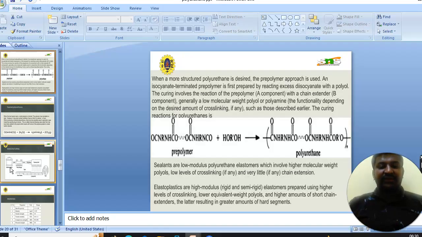The curing reaction for the polyurethane is the pre-polymer, which reacts with the hydroxyl groups to form a polyurethane. Sealants are low modulus polyurethane elastomers, which involve high molecular weight polyols, low levels of cross-linking, and very little chain extension.